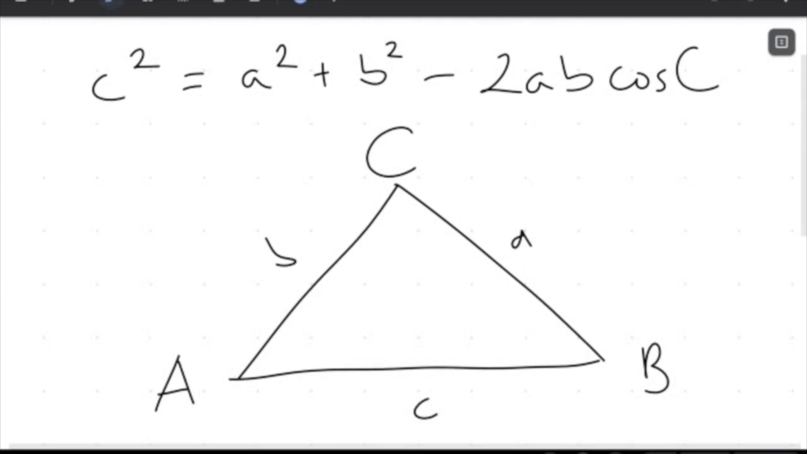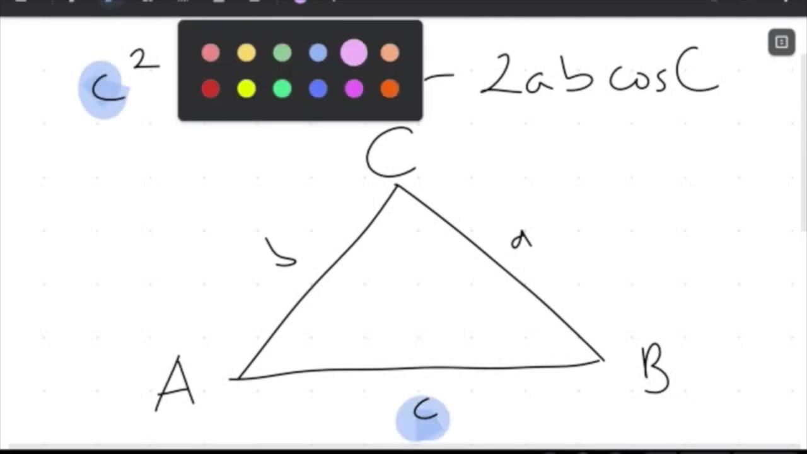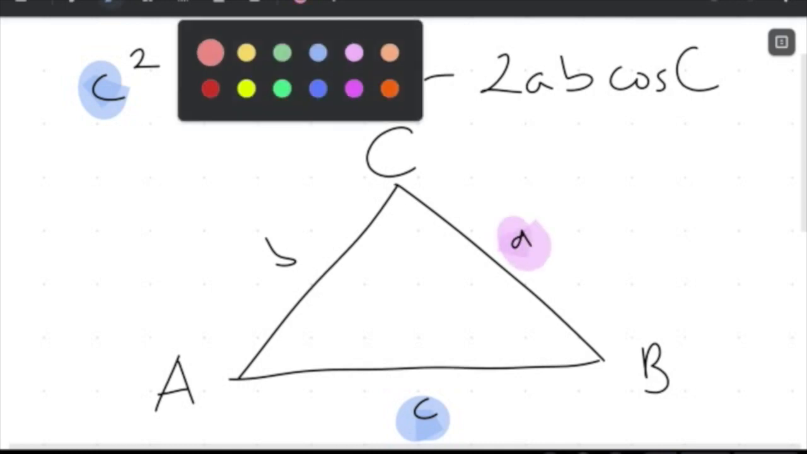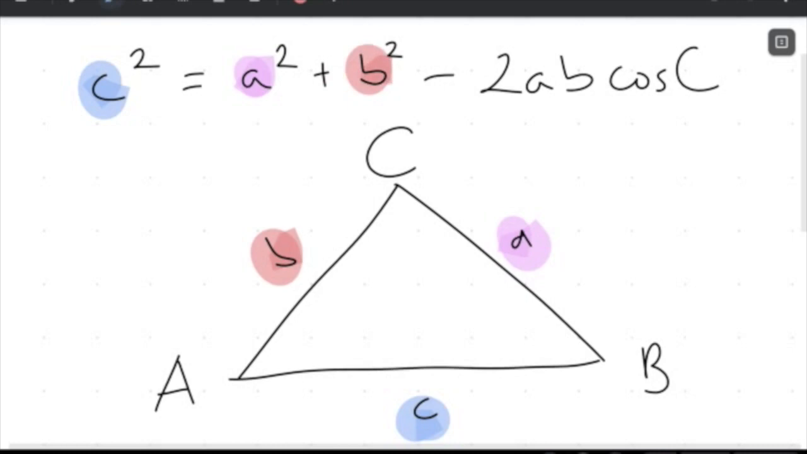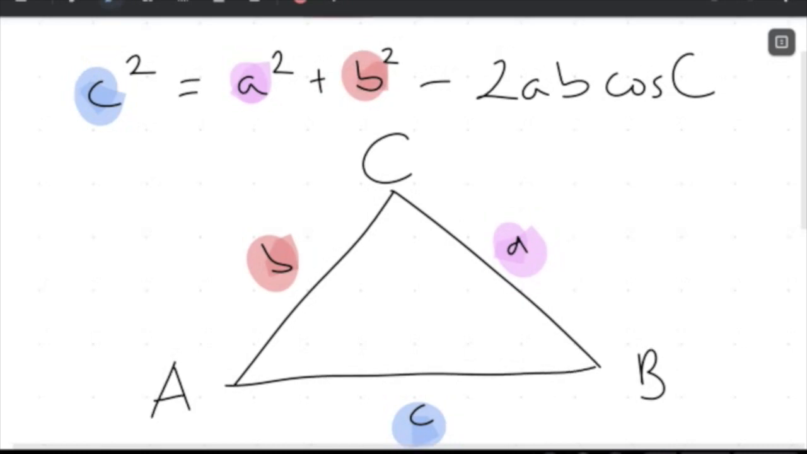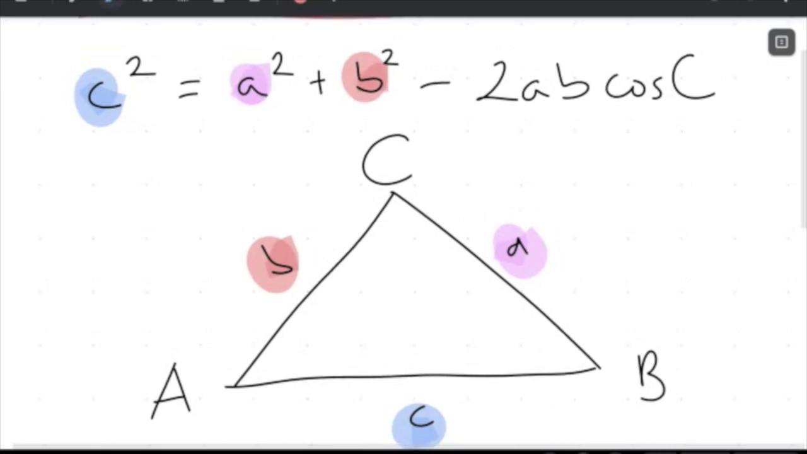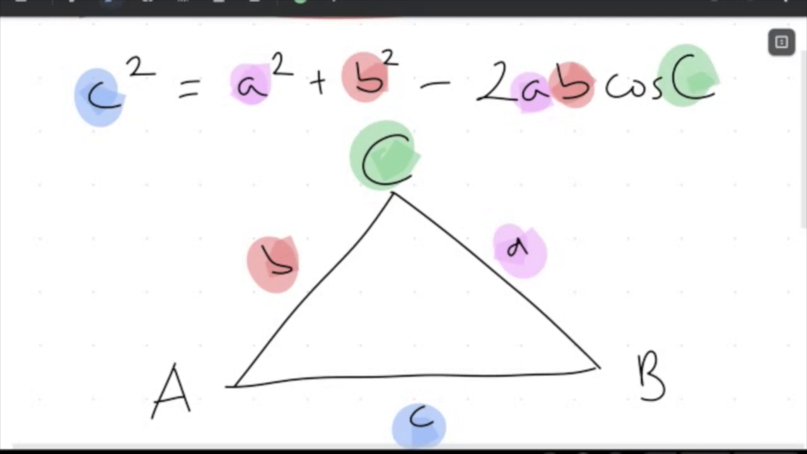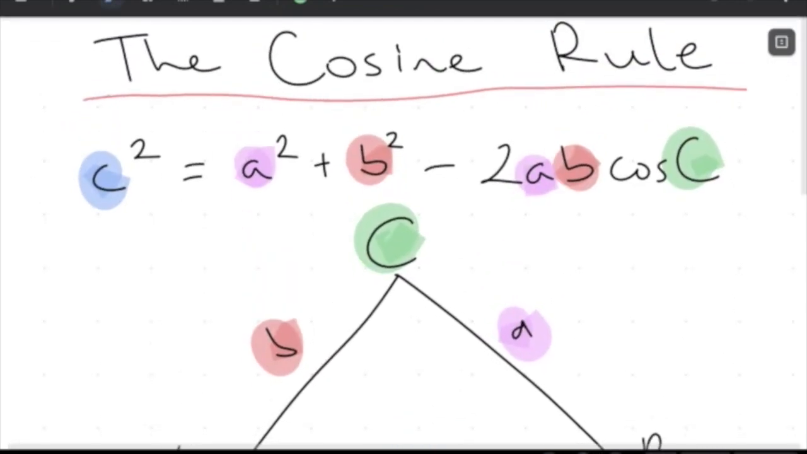Now let's actually highlight this here. So c squared, this side here, equals a squared plus b squared, so any other side other than the ones we have, minus 2 times a times b, and the cos of the angle c. Let's do this in green. Okay, so we're introducing this rule here.